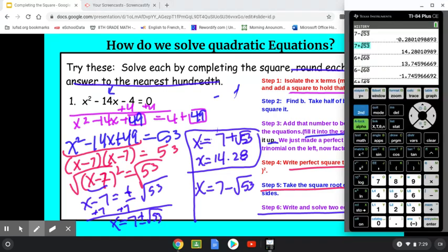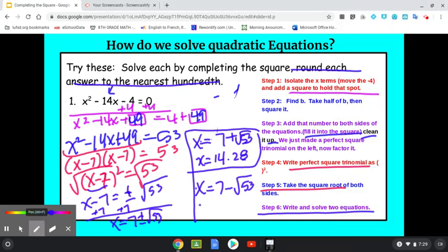And then my next step is we're going to subtract it. You're going to get 7 minus radical 53 is negative 0.28. Rounded to the nearest hundredth, x equals negative 0.28. Okay, so those are the quick steps on how to solve a quadratic using the completing the square method. Okay, pause the video, make sure you get it down.